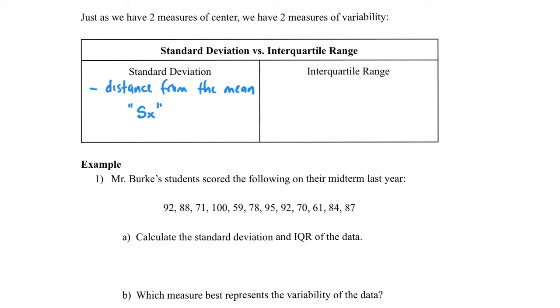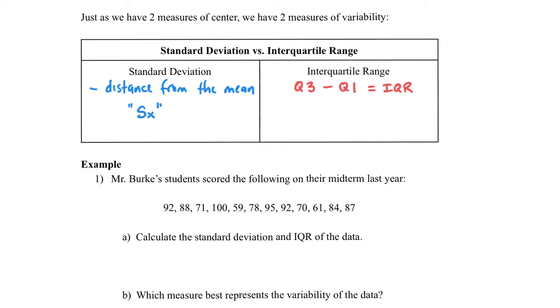Interquartile range is a calculation. It's done by subtracting Q3 minus Q1. That's going to give us our IQR. So we take our quartile 3 and subtract from it our quartile 1, and that gives us our IQR. And again, the bigger that number is, the more spread out the data is.